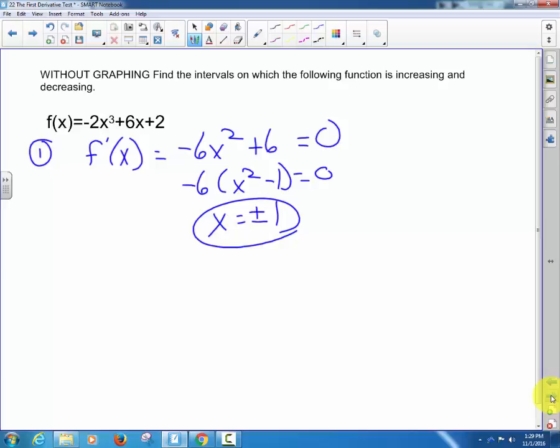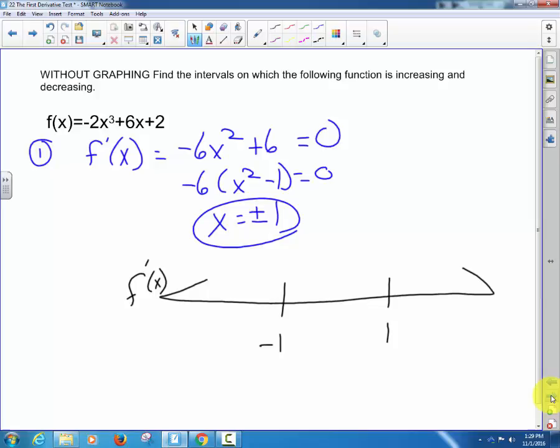So let's see if we can remember how to work out a sign line here. We're going to start off and draw a number line. We need to put our critical points on there. So we've got a critical point at -1 and a critical point at +1. Get in the habit of labeling your sign line. This is f prime of x.